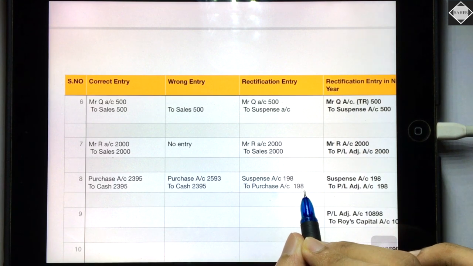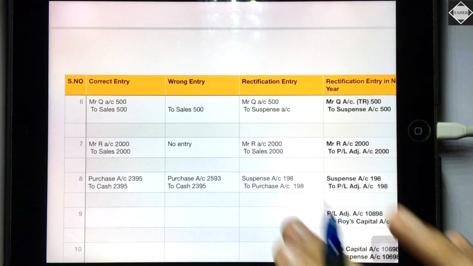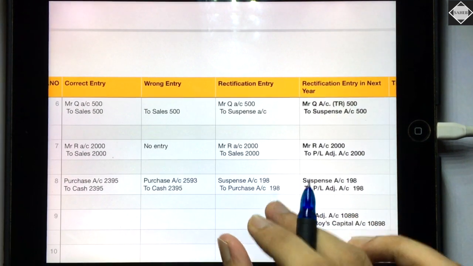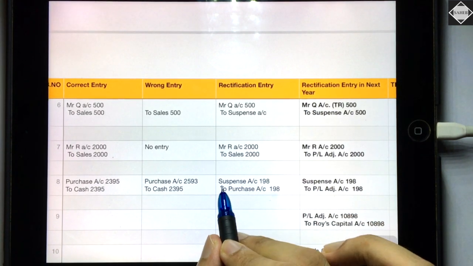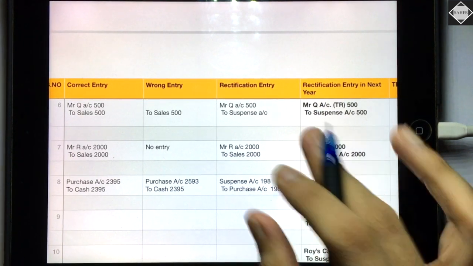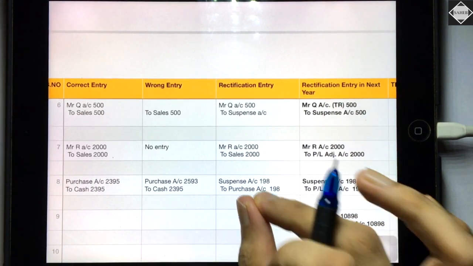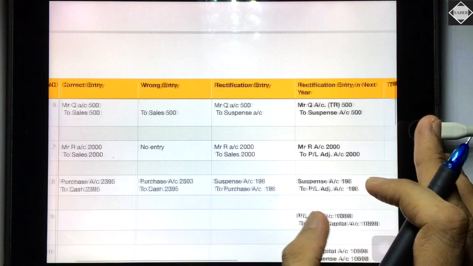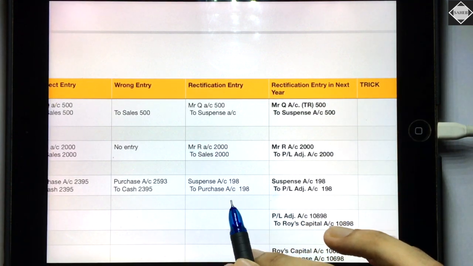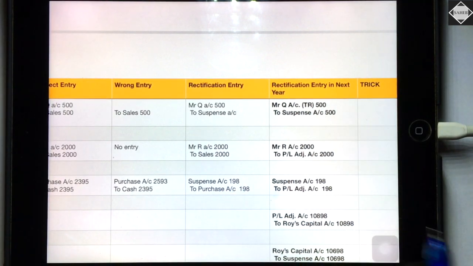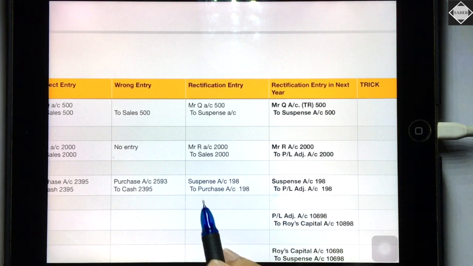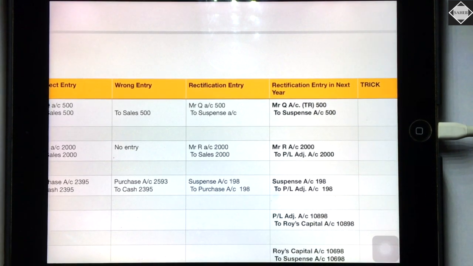Credit to purchase account 198. And then what will happen? The entry will be handicap. So to complete the entry, you will have to use the suspense account 198. Whenever the entry becomes handicap, just make use of the suspense account. Is that clear? So suspense account to purchase account. Now rectification entry in the next year, of course, just replace the purchase with the P&L adjustment account.